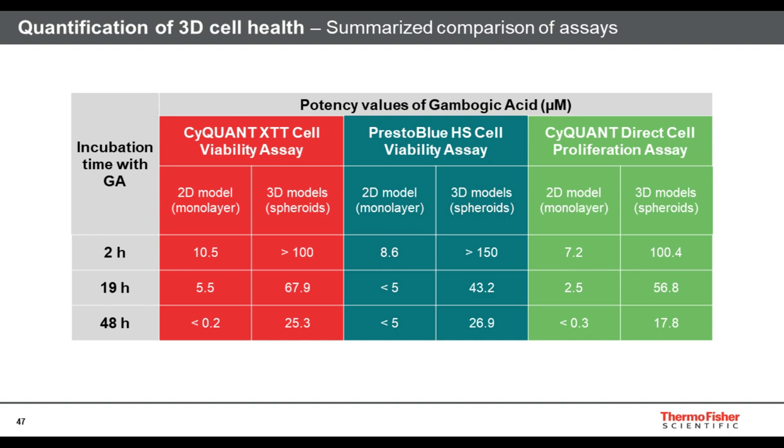Here's a summary table of all the reagents we talked about today in this webinar and their effect on 2D and 3D cellular model systems. No matter what cell viability assay was used, similar IC50 values were obtained at the different drug incubation times, either 2 hours, 19 hours, or 48 hours. And across the board, we saw that as the incubation time increases with gambogic acid, the drug becomes more potent. Additionally, when comparing your spheroids and monolayered cells, gambogic acid is less potent in spheroids than in monolayer cells.